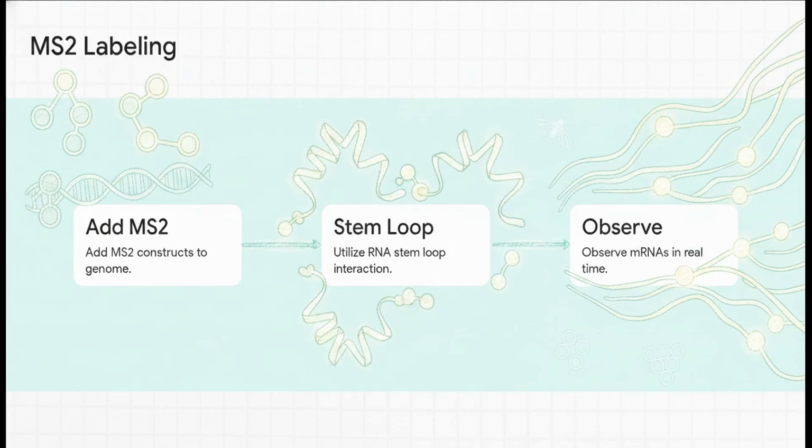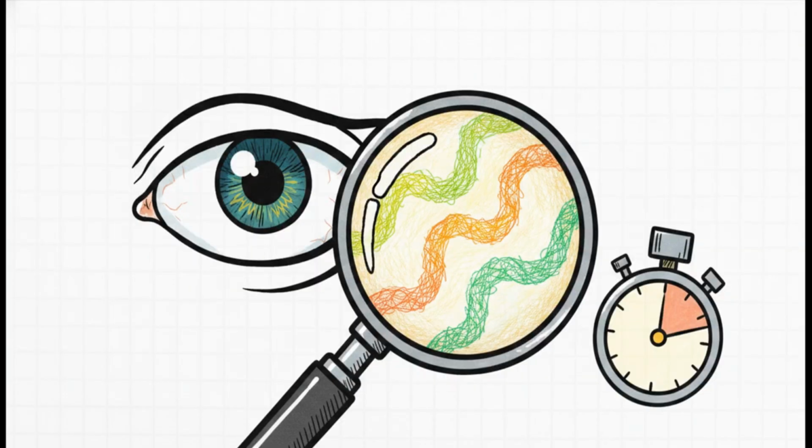Right, so check this out. We use these MS2 constructs to cleverly tag the RNA like glowing beacons. And wow, this setup lets us actually watch these individual mRNAs move around inside the cell in real time.